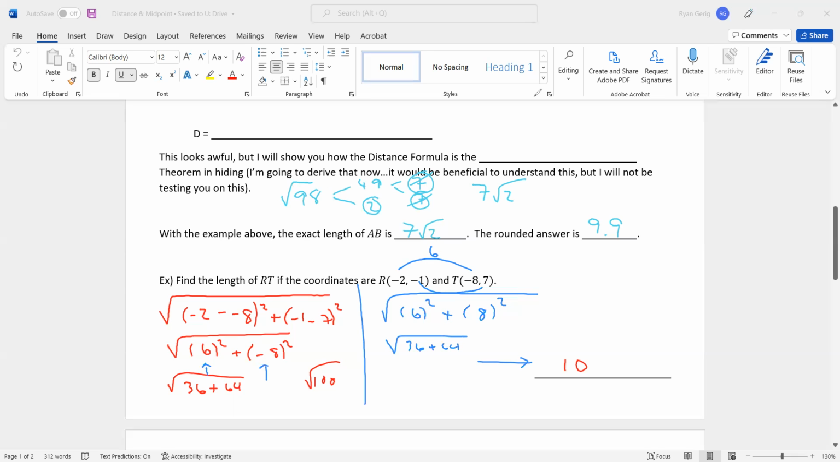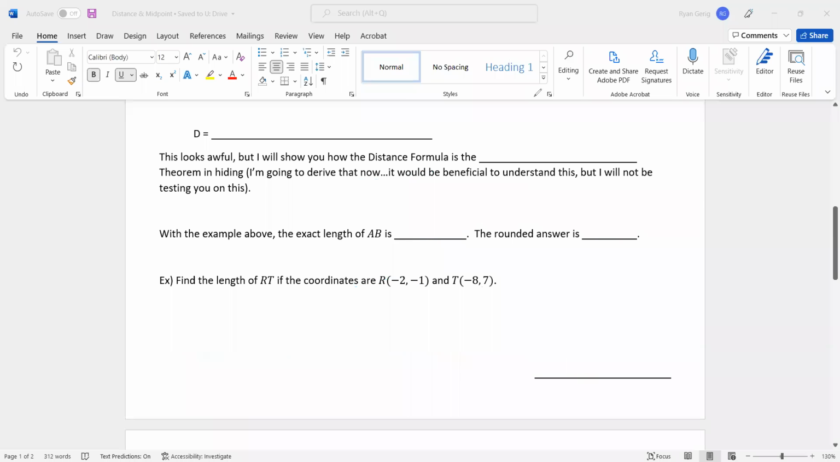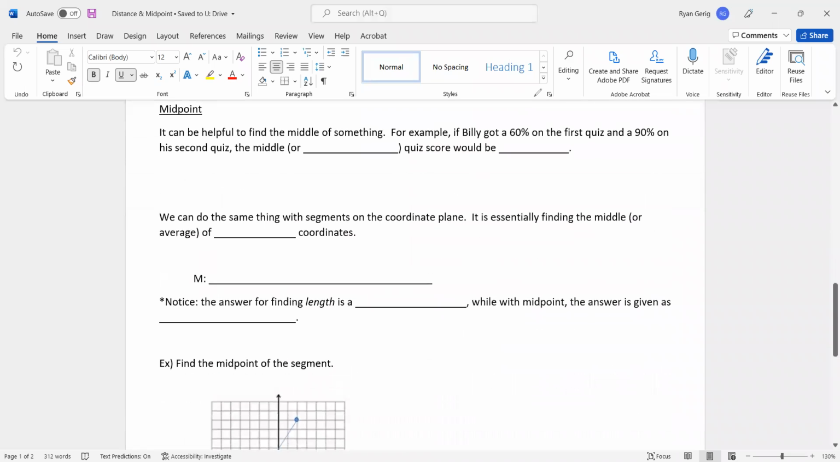I try to convince people that I like this way better, but I still have a lot of people do the whole formula, which is fine. Just got to watch out for those negatives, and it can get a little tricky. So that's distance. Now, midpoint.